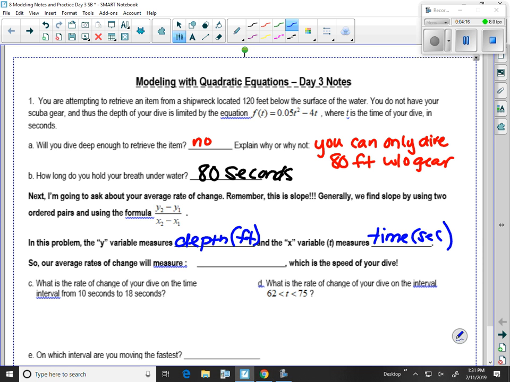Okay, so if we find a rate of change, it's going to be what per what? Feet per second. Think y over x. That's why we have feet on top, seconds on the bottom, because it's y over our x value.